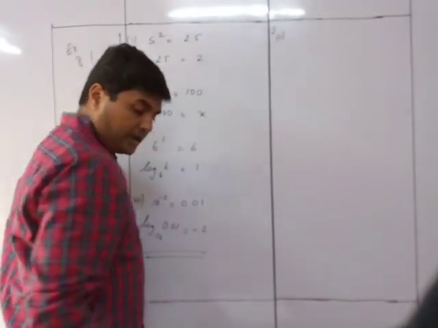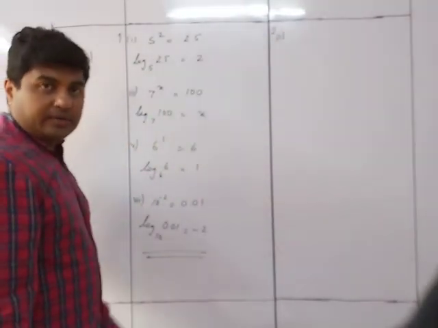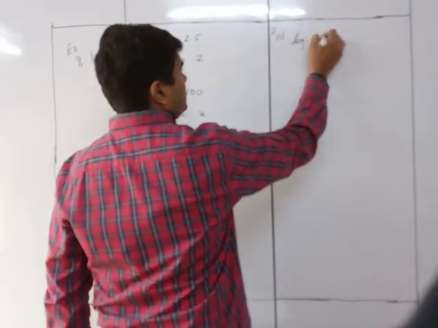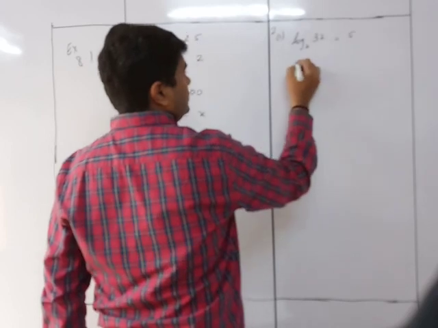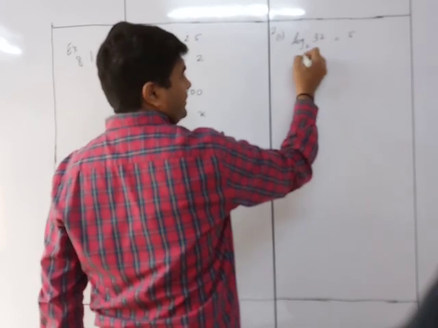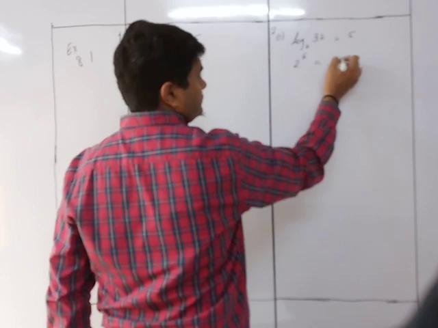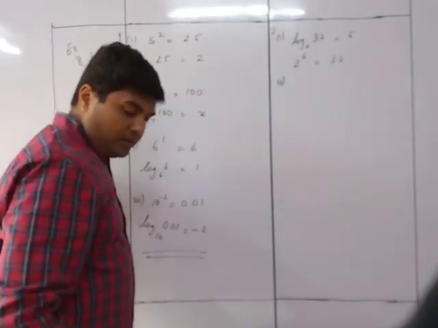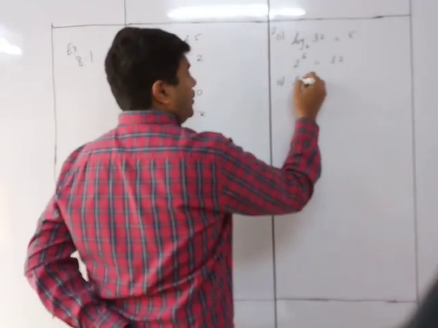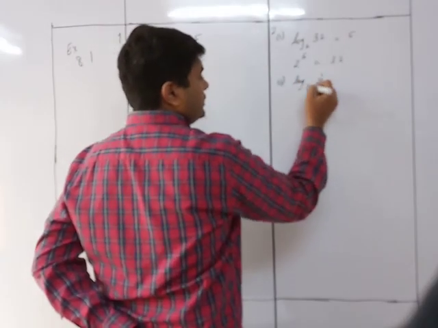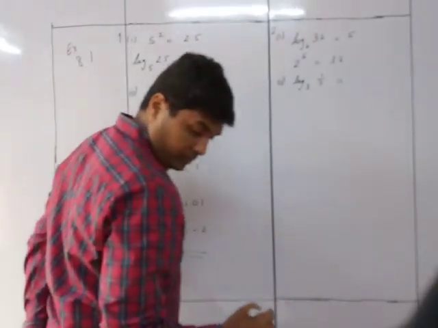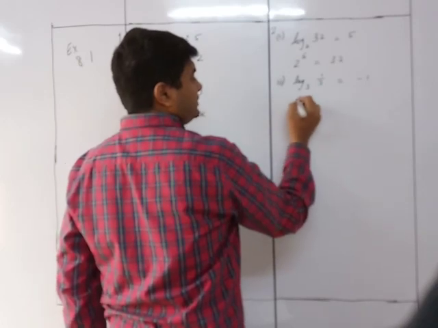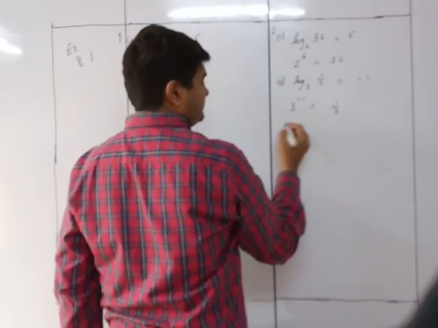Second part, first sum. Convert the following logarithms into exponents. Log of 32 to the base 2 is equal to 5. So base 2 will remain the same, 5 comes here: 2 raised to 5 is equal to 32. Got it? Very easy. Next one: log of 1 upon 3 to the base 3 is equal to minus 1. So that gives me 3 raised to minus 1 is equal to 1 upon 3.